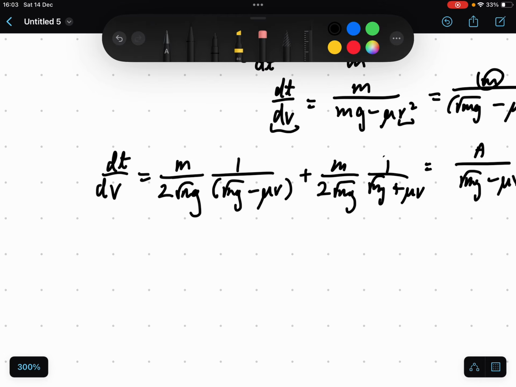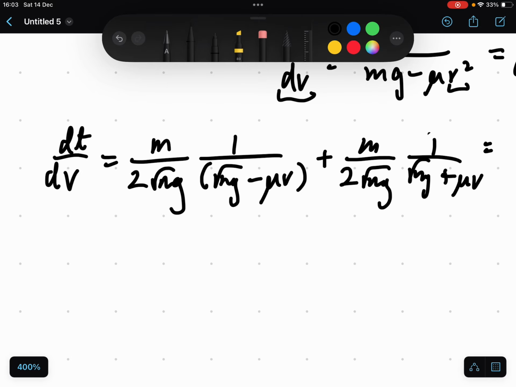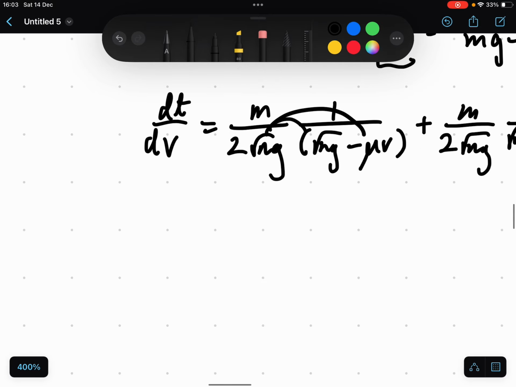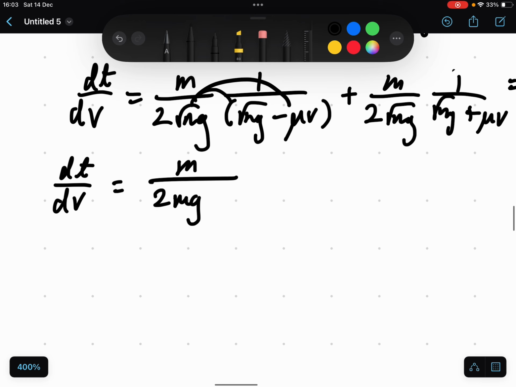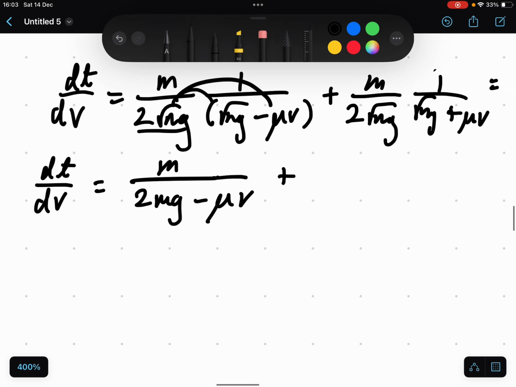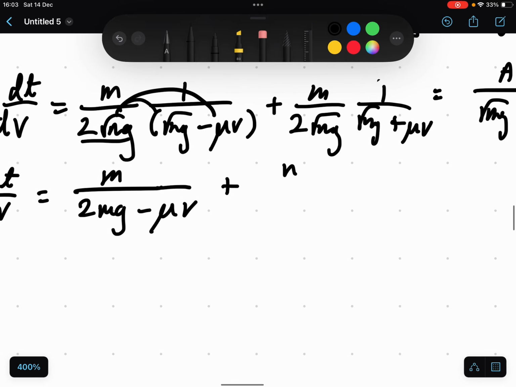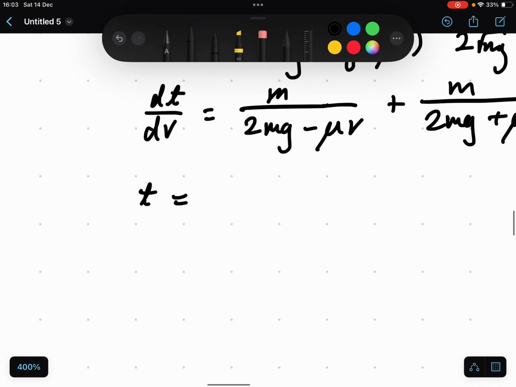Okay, so let's see what we can do here. We could expand these brackets. I think that might be a nice thing to do, just to simplify it a little bit. So we'll have m and then 2 mg. Now this is a bit complicated. You get root mg times mu. I'm going to do the same thing we did before and just absorb it into this. Mu has changed, but mu is just some arbitrary constant, so we're just going to change it where we see fit. So we've got this here. Let's just take t and integrate both sides with respect to v.